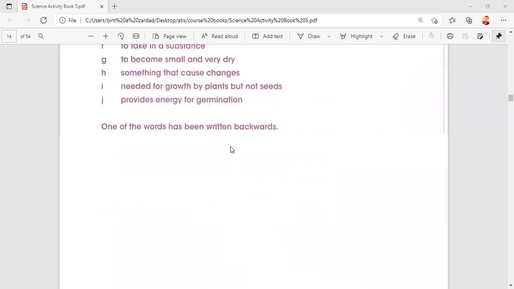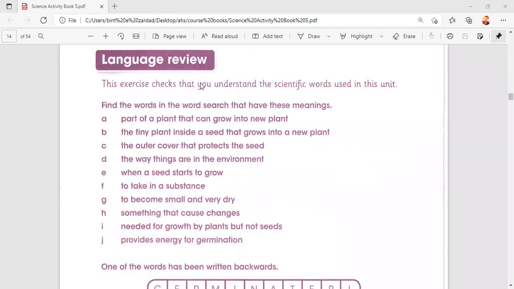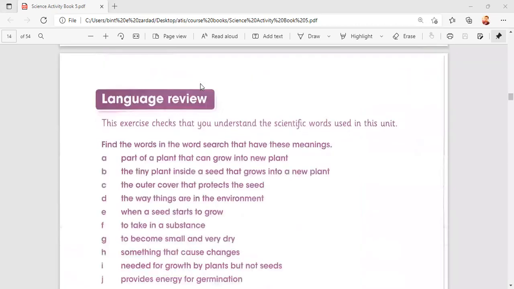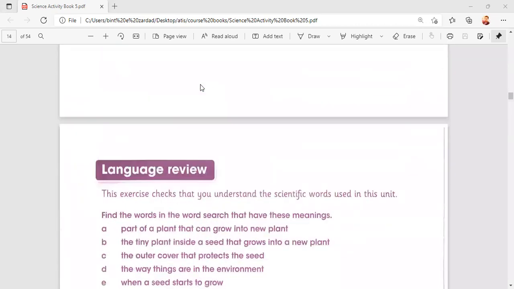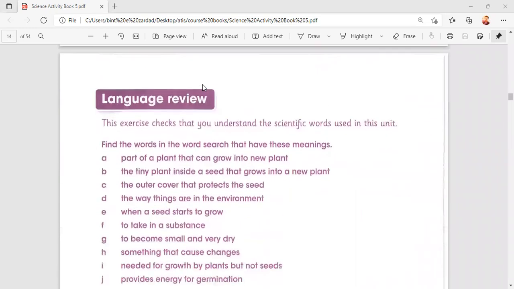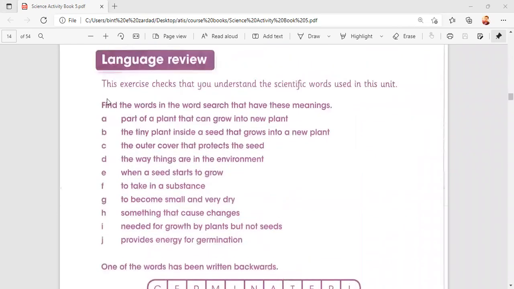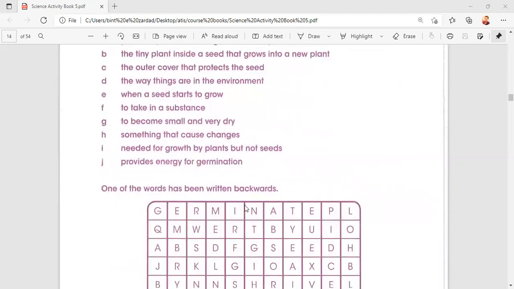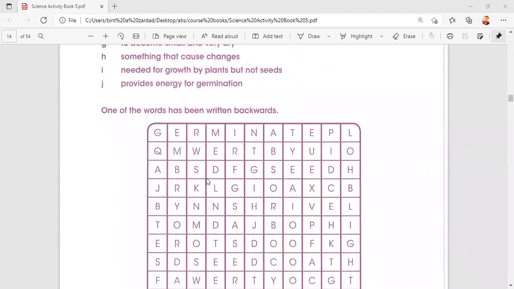After this lesson, the last lesson, this is lesson 1.6. So, language review. Find the words in the word search that have these meanings. Part of a plant that can grow into a new plant. Is it seed or embryo? You can find all these words, they're written here. So let's do this.